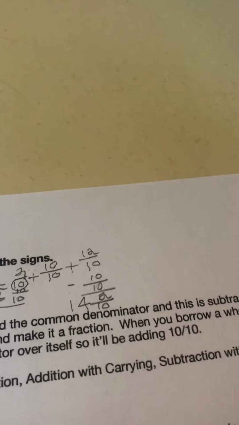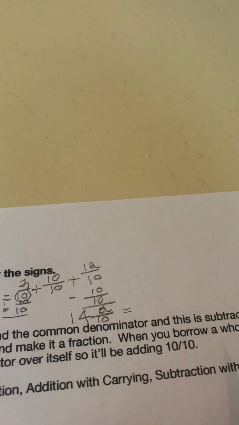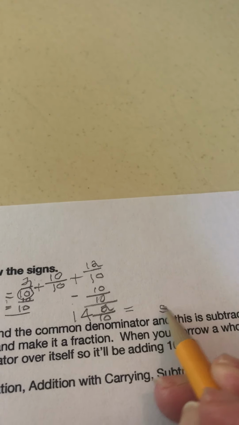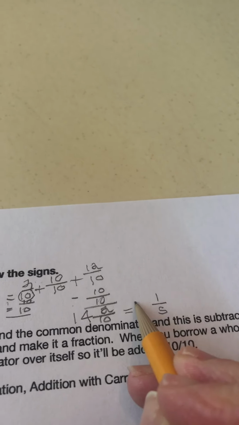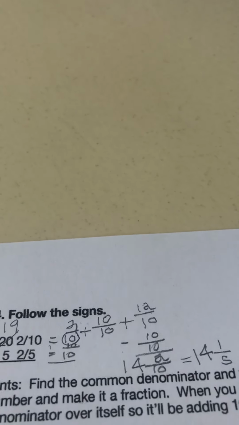But we're still not finished because we have not reduced it. Will 2 divide evenly into 10? Yes. How many times does it go? 5. Does 2 divide evenly into itself? How many times does it go? Once. You bring your 14 over here again, and you have 14 and 1/5.